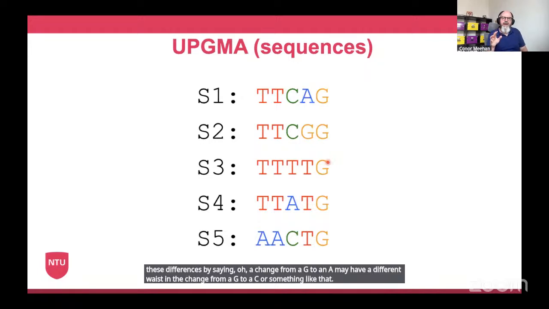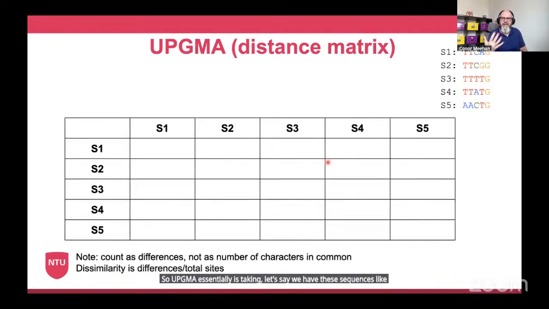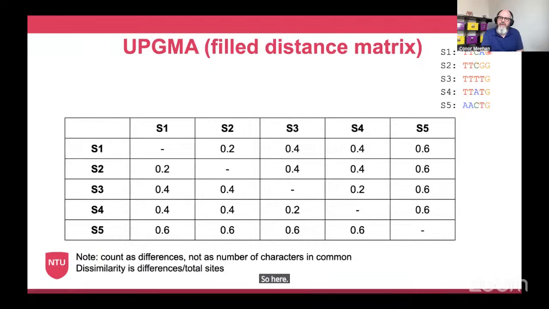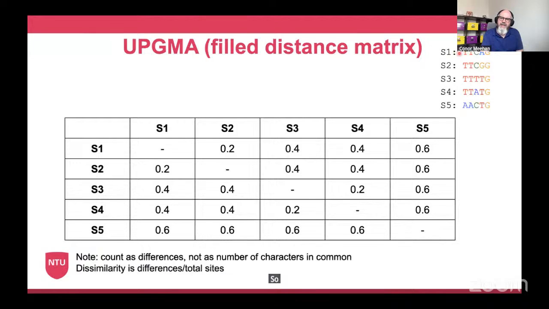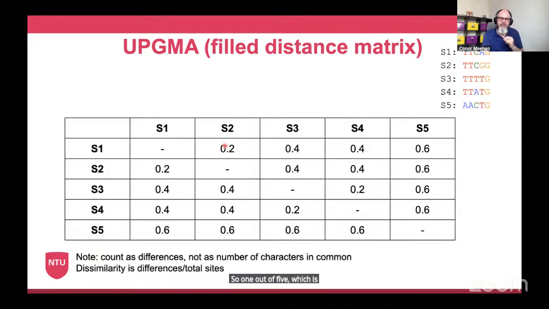So UPGMA essentially is taking, let's say we have these sequences like this, and we would build a distance matrix. Here, I'm counting up the number of differences between two isolates, and I'm dividing it by the total number of sites that are there. So between S1 and S2, the T is the same, the T is the same, the C is the same. This has an A, and this is a G, so one difference, the G is the same. So 1 out of 5, which is 20%, 0.2.